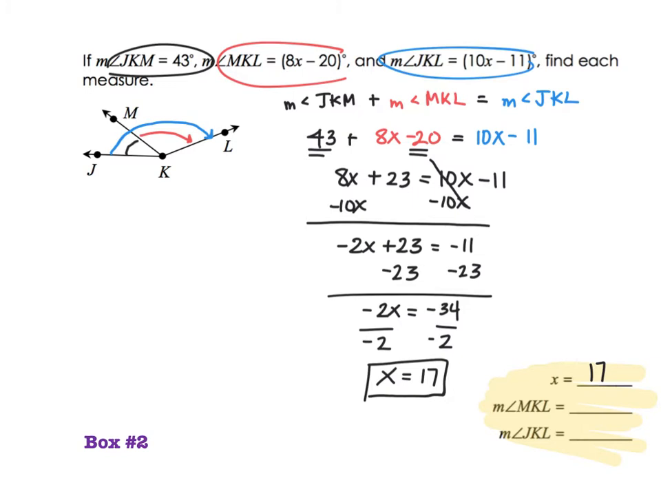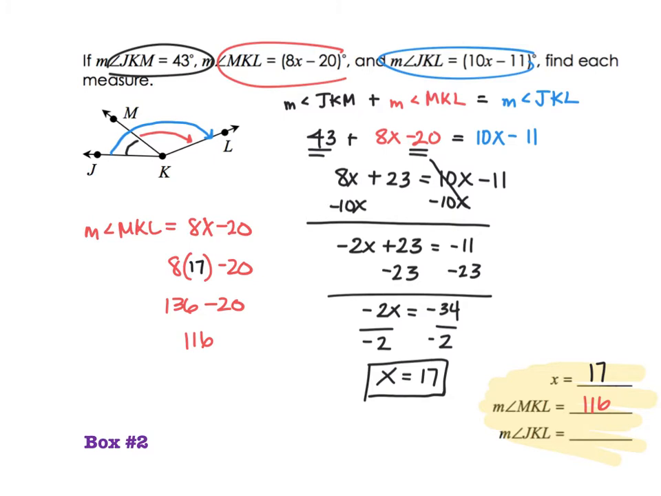Now, they're asking me to find the measurement of angle MKL. So measurement of angle MKL is equal to 8x minus 20. Now that I know what x equals, I can just substitute it in there. So I have 8 times 17. 8 times 17 gives me 136 minus 20, which gives me 116. So measurement of angle MKL equals 116.